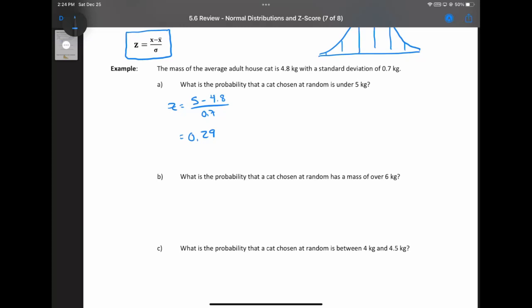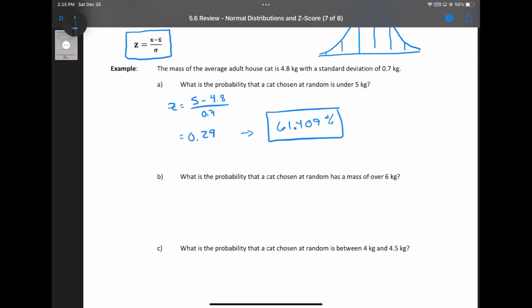Now is where I pull out the z-score table, which you're going to have in front of you. I'm not going to bring it up on the screen, but look for 0.29 on your z-score table. So 0.2 in the left column, and then read across to 0.09. The place where those two things intersect is 61.409%. So that means we would expect 61.409% of cats to be under 5 kilograms, which makes sense. That's a little bit above the average, so it should be a little bit more than 50% of the data.